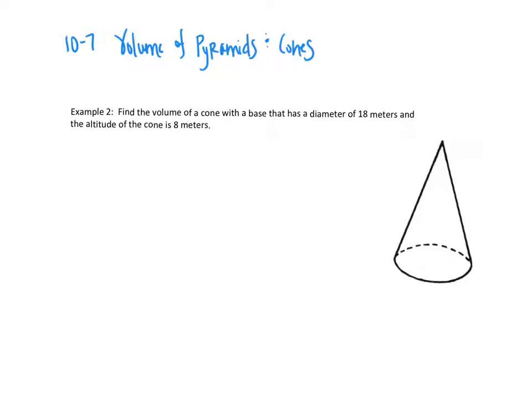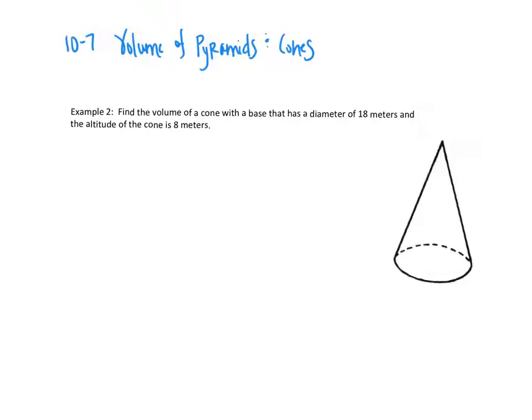Okay, this is part 2 in finding the volume of pyramids and cones. And just as a quick review, both of those 3D figures, pyramids and cones, have one base. And they also both come to a point. That point is a vertex in space. And so we can find the volume of pyramids and cones the same way.